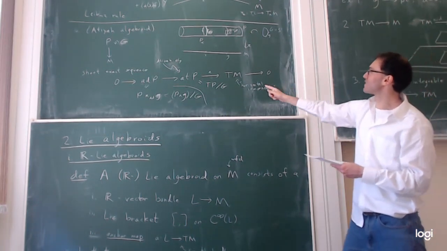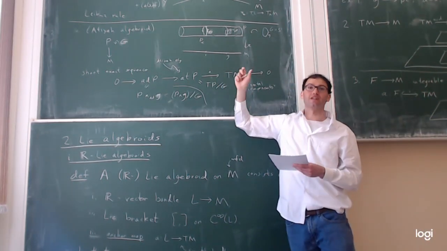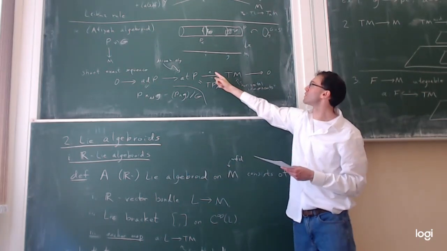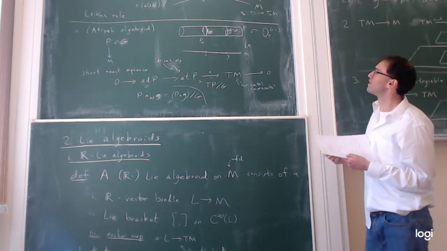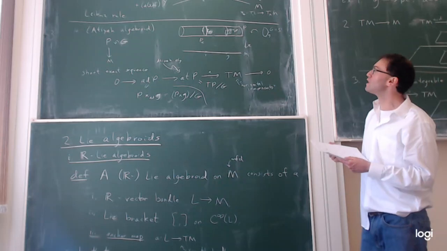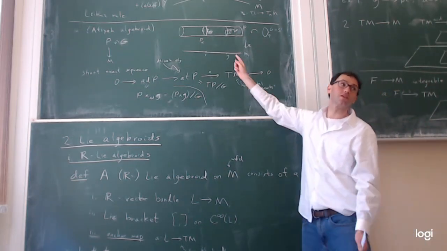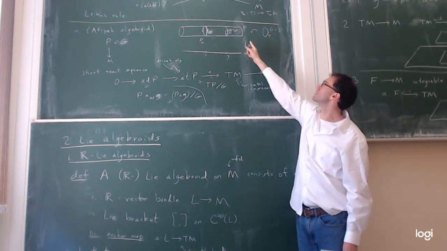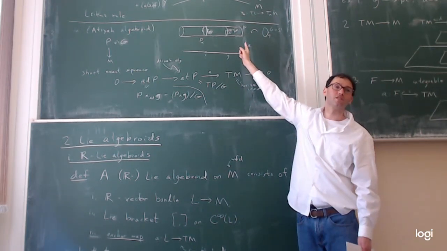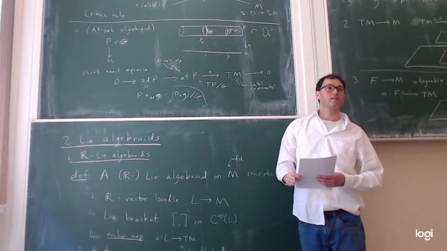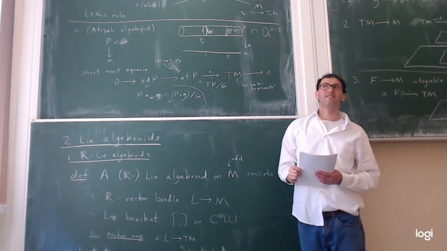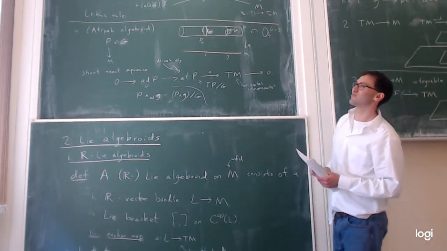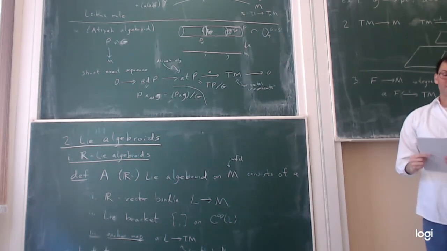Okay, so that's then what the anchor map does. It takes the horizontal component, or it registers that component. And then the Lie bracket of sections is just inherited from the standard Lie bracket of vector fields on P. And that is it for what I have to say for today.